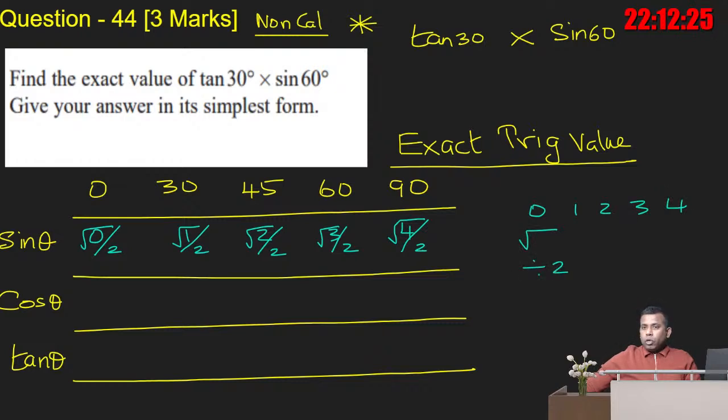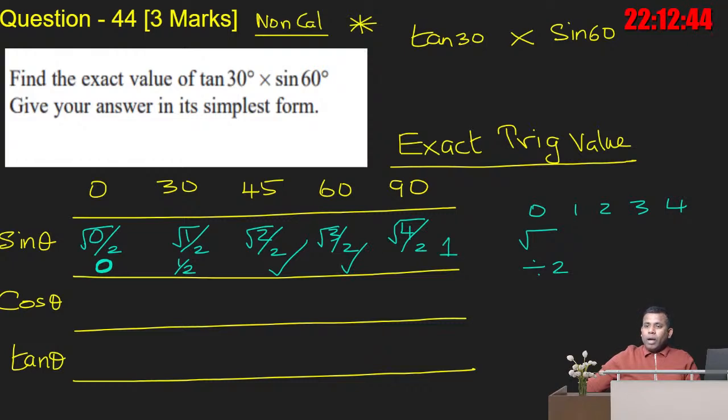So the square root of 0 is 0, and 0 divided by 2 is 0 is the answer. The square root of 1 is 1, and 1 divided by 2, half, is the answer. Then root 2 over 2 is the answer. Root 3 over 2 is the answer. The square root of 4 is 2, and 2 divided by 2 is 1 is the answer.